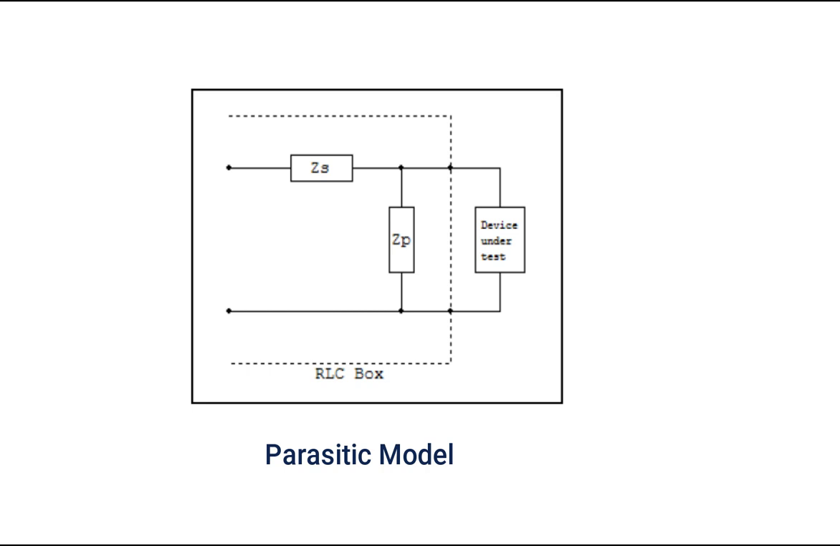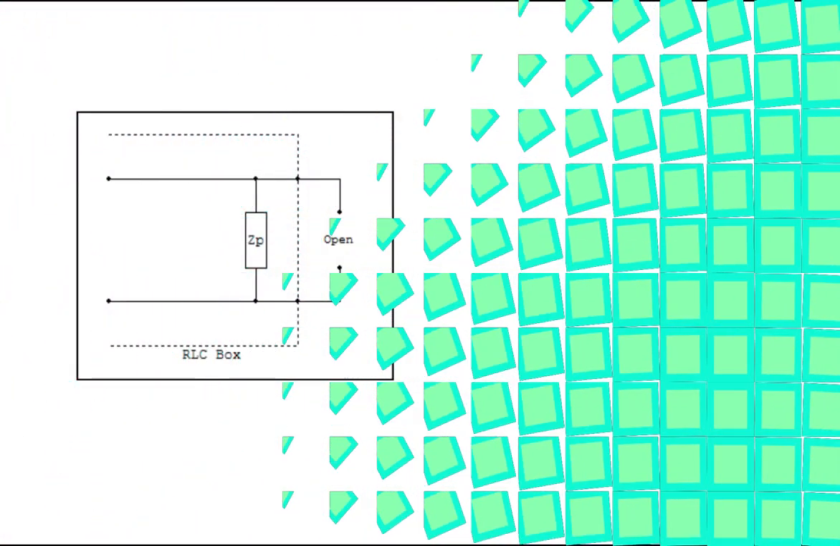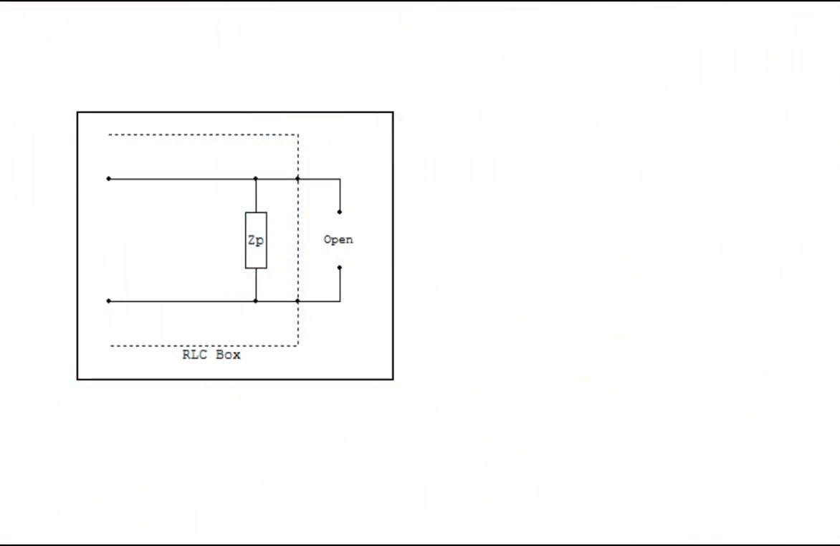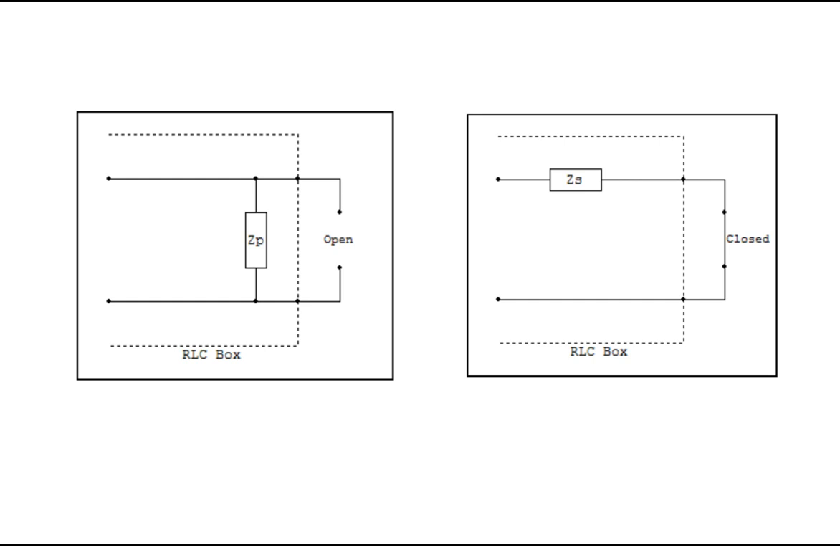The calibration process consists of two steps: open circuit sweep and closed circuit sweep. The open circuit sweep measurement is used to estimate the parallel parasitic impedance, while the short circuit sweep measurement is used to estimate the series parasitic impedance.